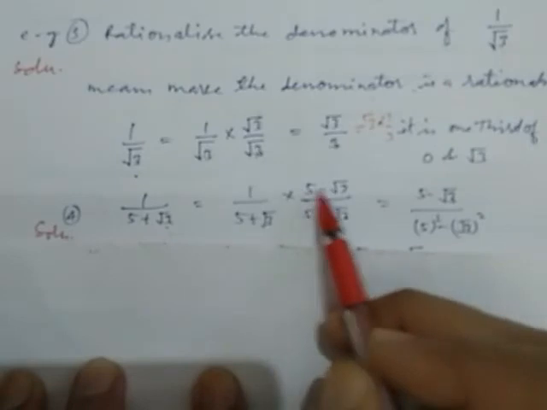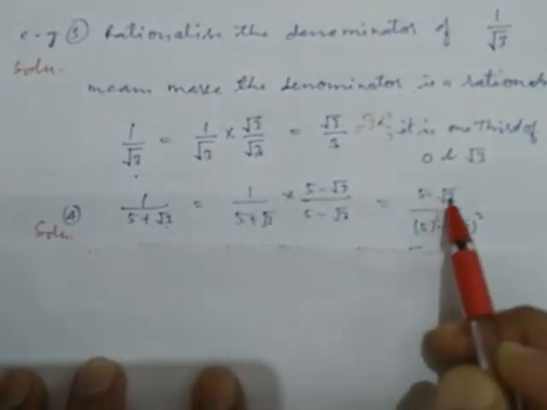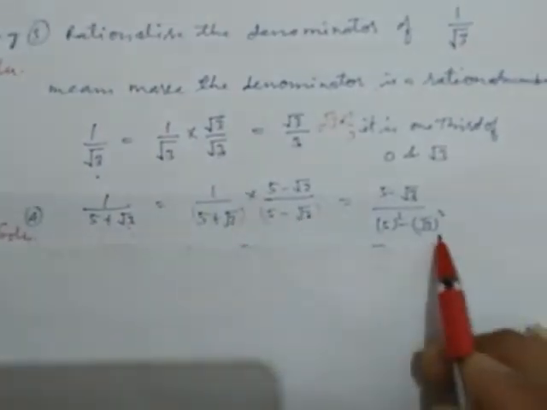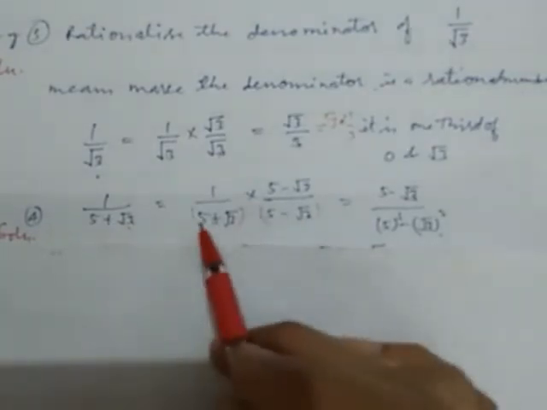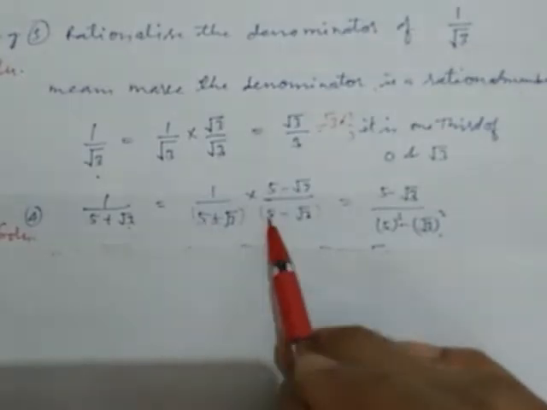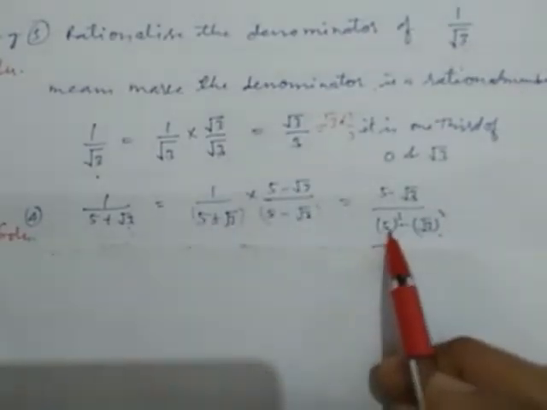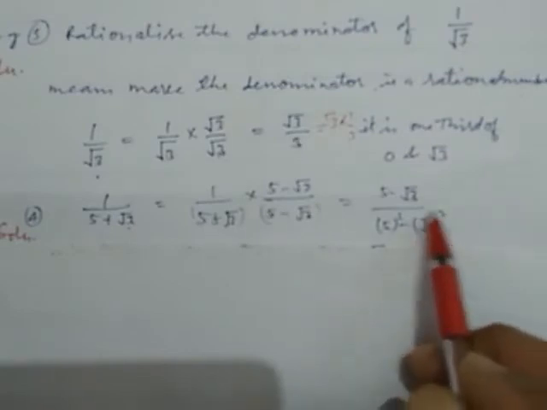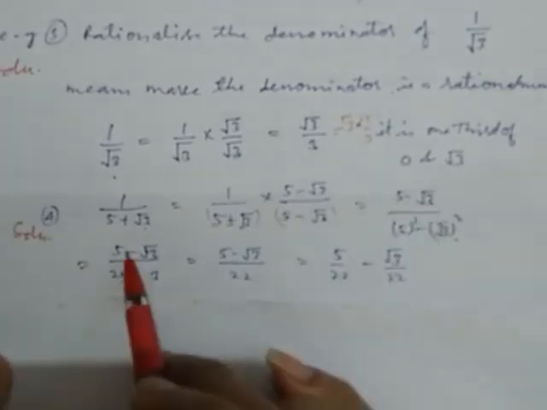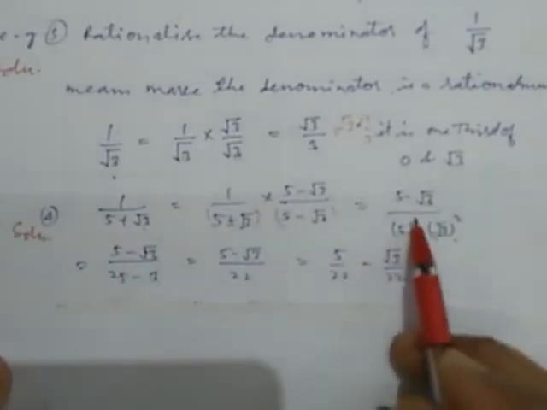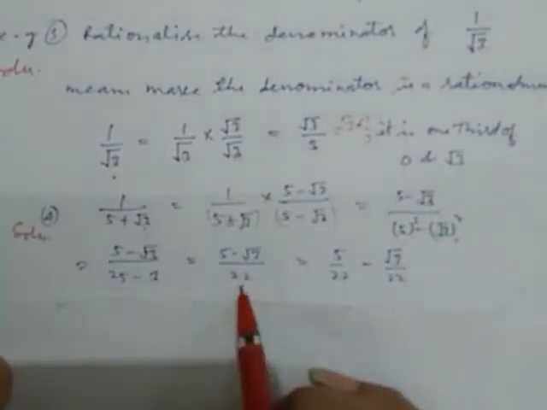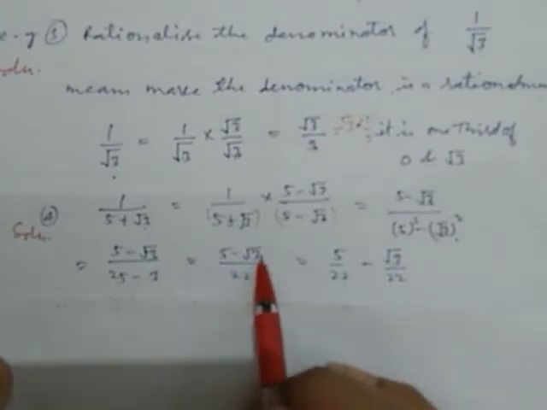So here 5 minus root 3 becomes the numerator and 5 plus root 3 into 5 minus root 3 is the denominator. So by using the identity a plus b, a minus b, a square minus b square, we put the square of this 5, the square of this root. So 5 square minus root 3 square. We solve this, so we rationalize it. Now 5 minus root 3 as numerator. And square of 5 is 25. Square of root 3 is 3. Now 25 minus 3 is 22.